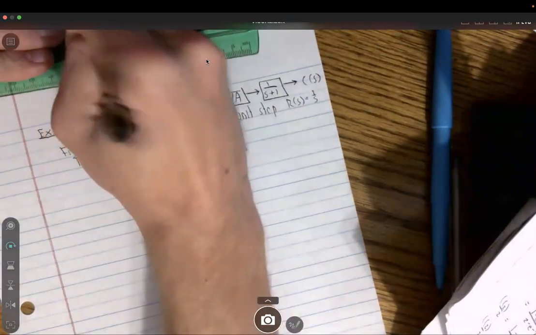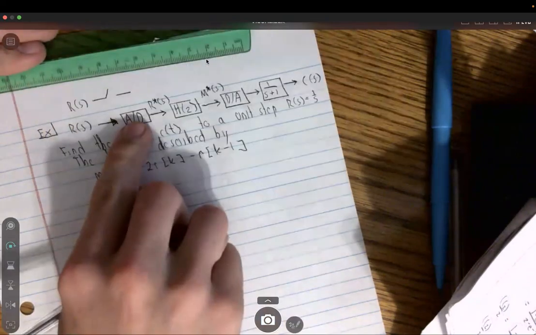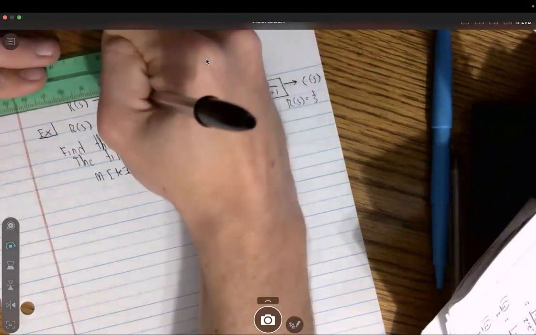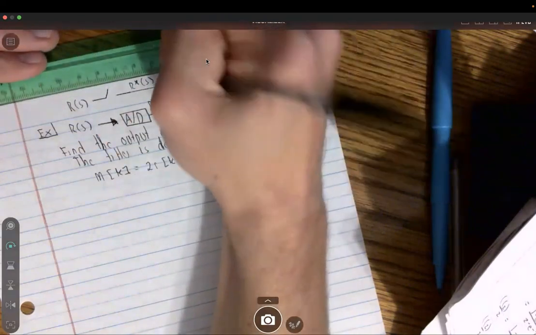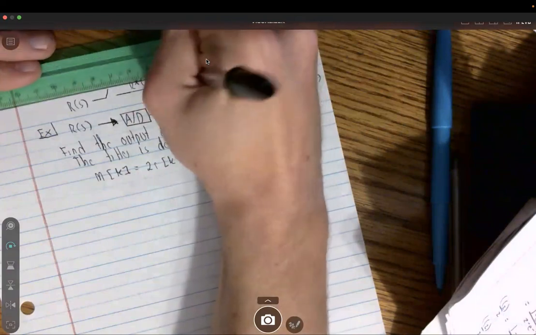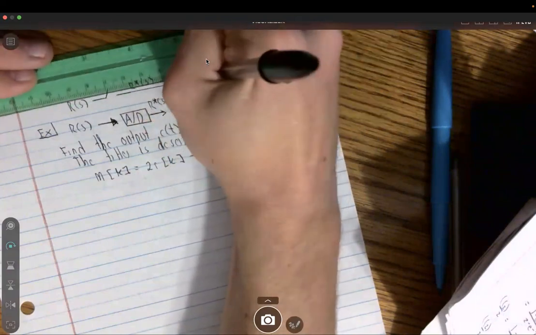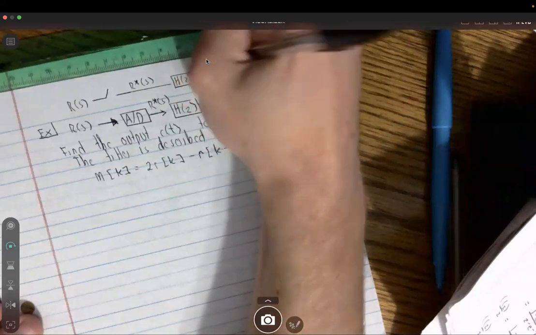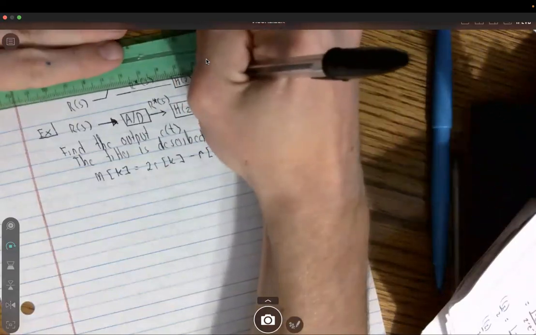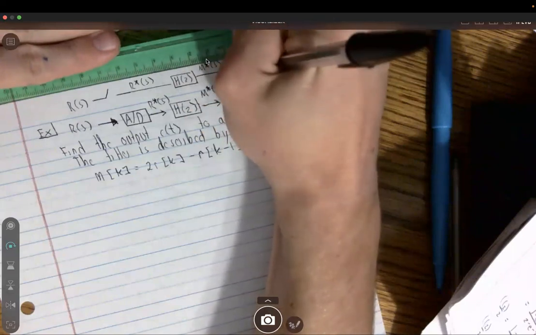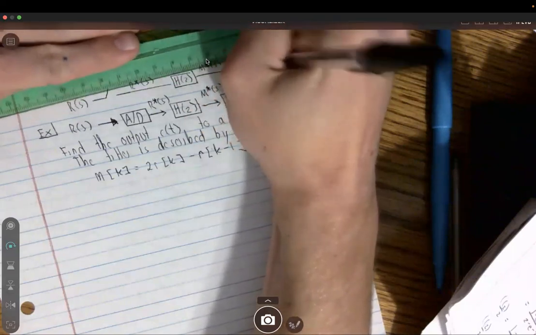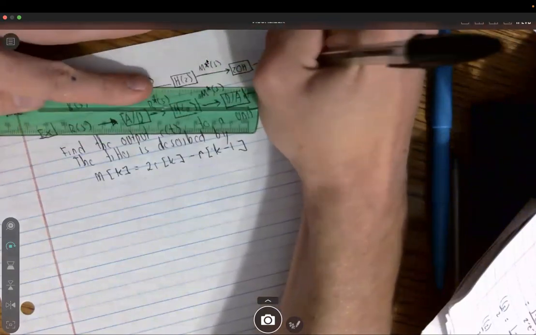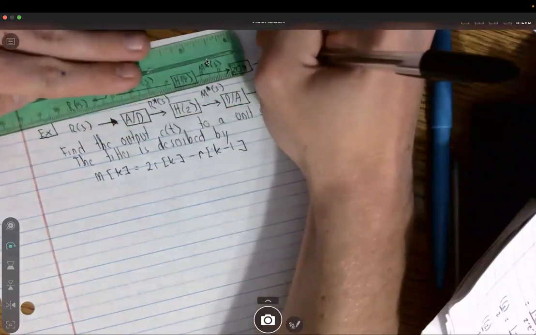Of S, then we have like a sampler here. That's what our A to D is. And then that's going to make our R star of S. And then it's going to go through our filter, which is H of Z. And then it's going to produce our M star of S. And then it's going to have our zero order hold. So this is really just your zero order hold, your digital to analog block. And then it's going to go to your plant transfer function 1 over S plus 1. And then it's finally going to go to your output.